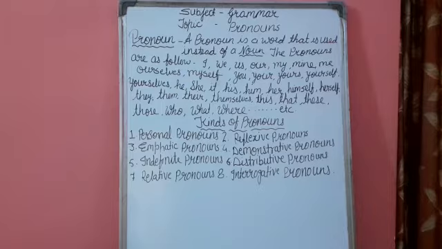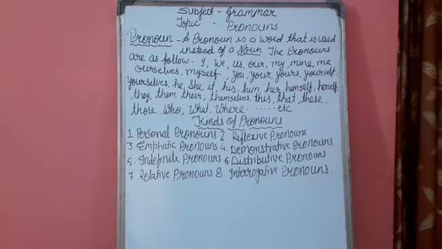But all these pronouns are categorized into various types. So, the kinds of pronouns are: number 1, personal pronoun; number 2, reflexive pronoun; number 3, emphatic pronouns; number 4, demonstrative pronouns; number 5, indefinite pronouns; number 6, distributive pronouns; number 7, relative pronouns; number 8, interrogative pronouns. So guys, we will come to know the details of all these pronouns.